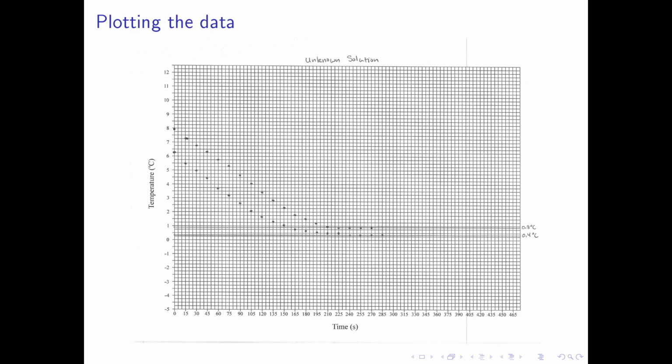Next, we see the plot for the unknown solution. Again, there are 2 different runs plotted on the same graph. In this case, all of the data points fit on the graph and are plotted. As before, you will use a ruler to draw a horizontal line at the plateau, indicating your average freezing point for each of the 2 runs.